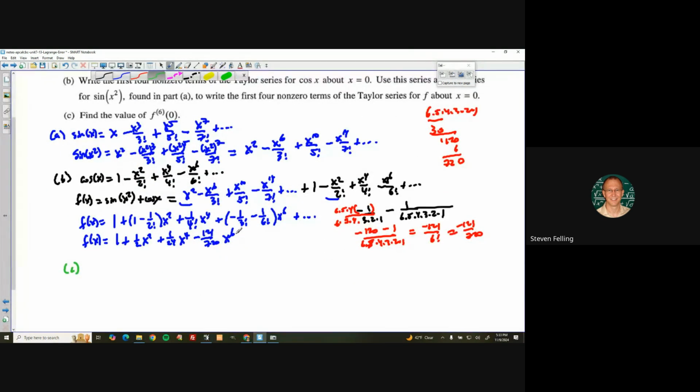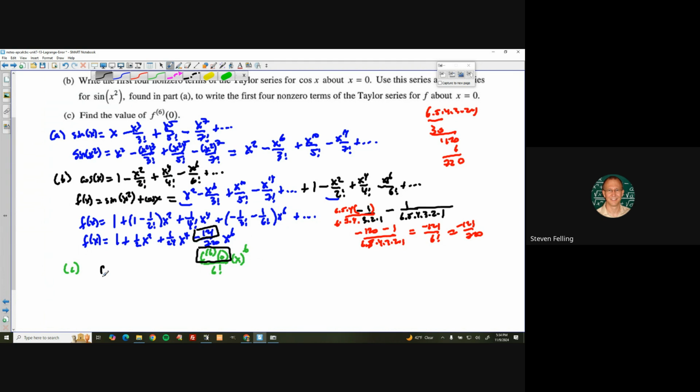Would you agree, though, that the 6th derivative should be part of the x to the 6th term, right? If I had this x to the 6th term, this should be the 6th derivative evaluated at the centering value, which is 0, over 6 factorial, and then this should be x minus the centering value to the 6th. You agree with that? And this 720 is 6 factorial. So that means just by comparing, right, this f to the 6th evaluated at 0 is negative 124.